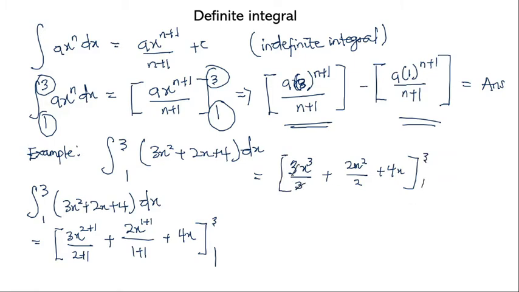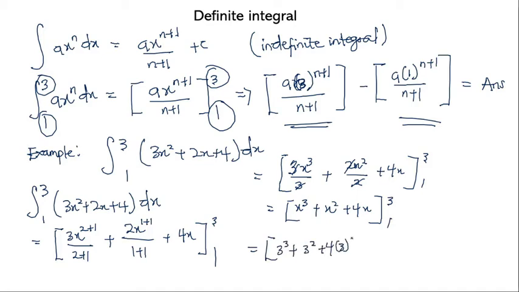So this cancels this, this cancels this. It means my final equation is x cubed plus x squared plus 4x with the limits 3 and 1. First of all, I substitute my 3 over here, so it becomes 3 cubed plus 3 squared plus 4 into brackets 3.